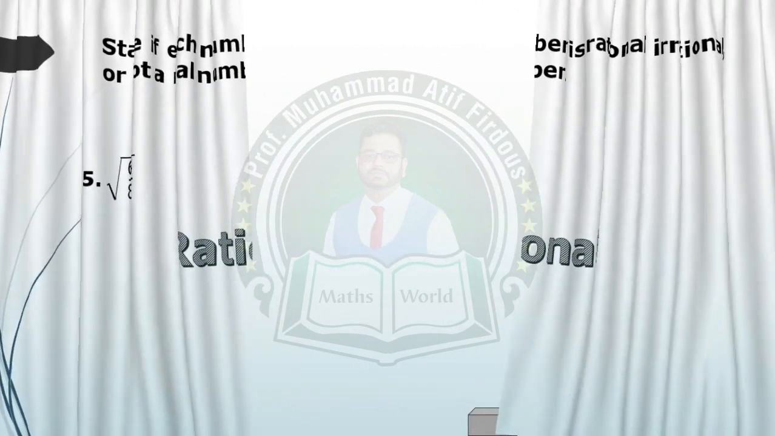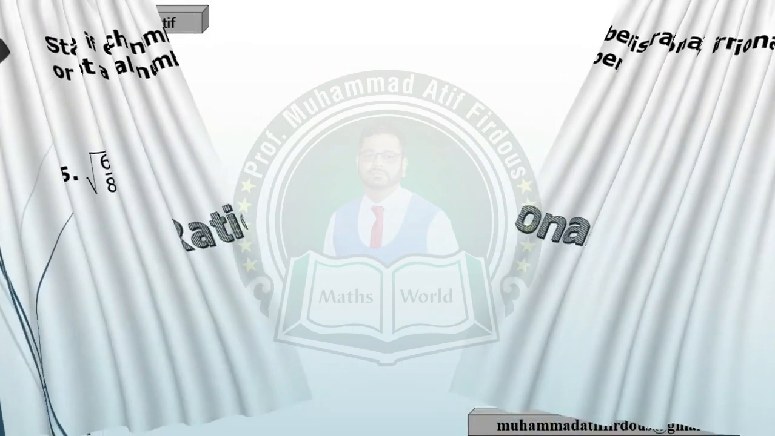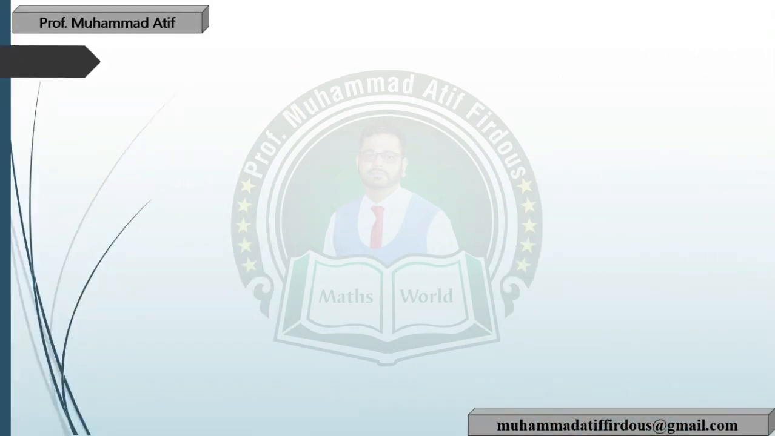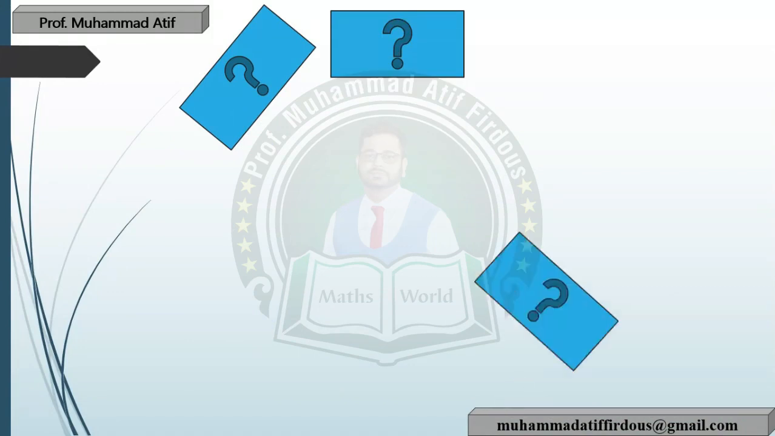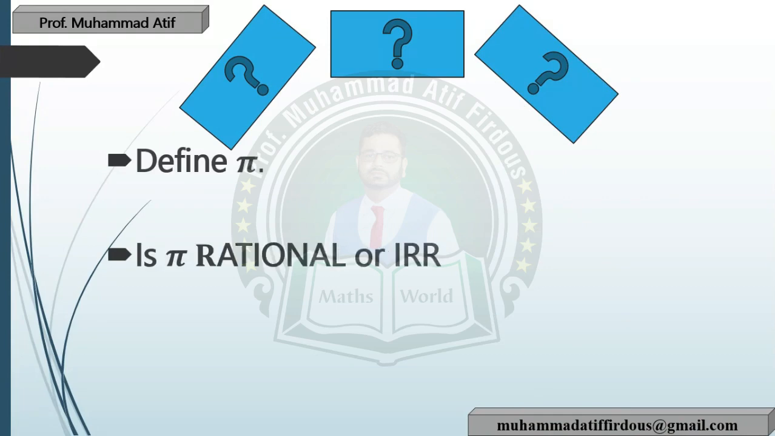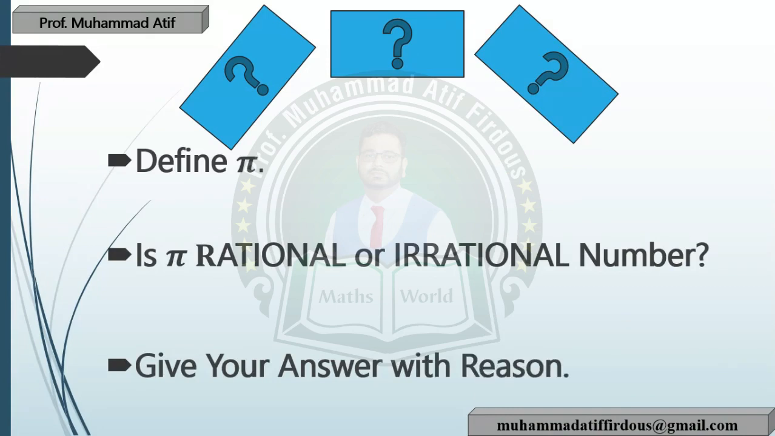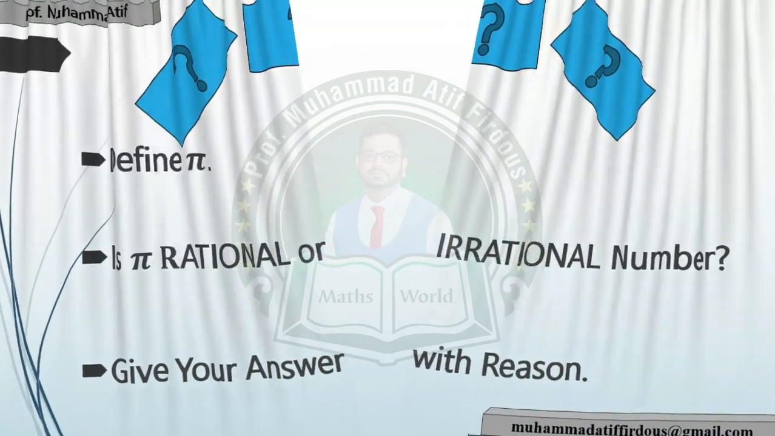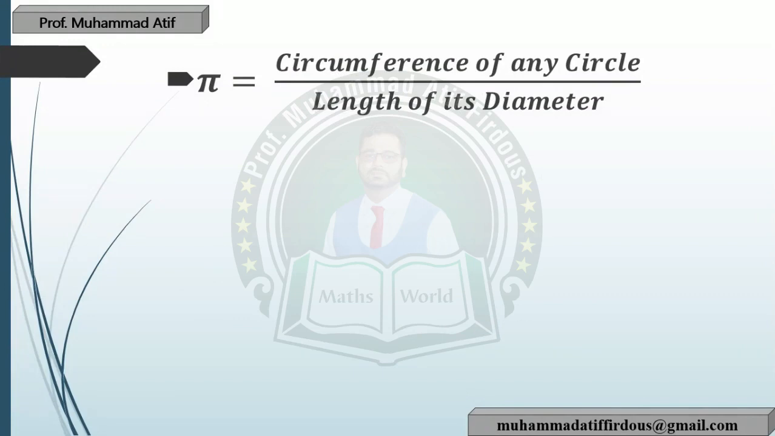Now, a very interesting question about a number. Which kind of number is pi? The question is, is pi a rational or an irrational number? Give your answer with reason. So first of all, I define pi. What is pi? Pi is a simple ratio of the circumference of any circle to the length of its diameter.